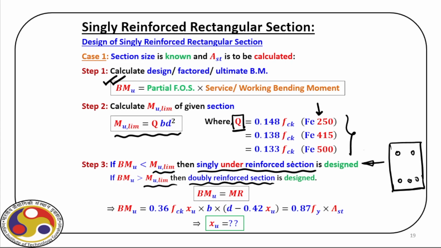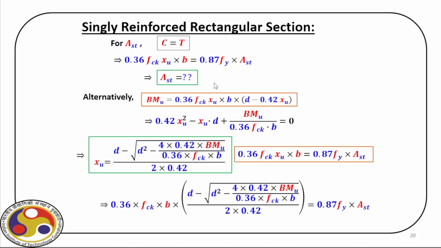Now, coming back to this under reinforced design. So again, what we do, we use the expression for under reinforced section, and first we find out what is XU. Then we find out what is the appropriate value of AST for that particular section.